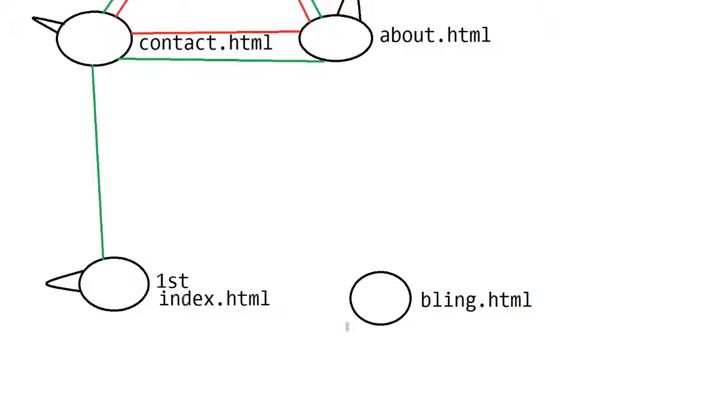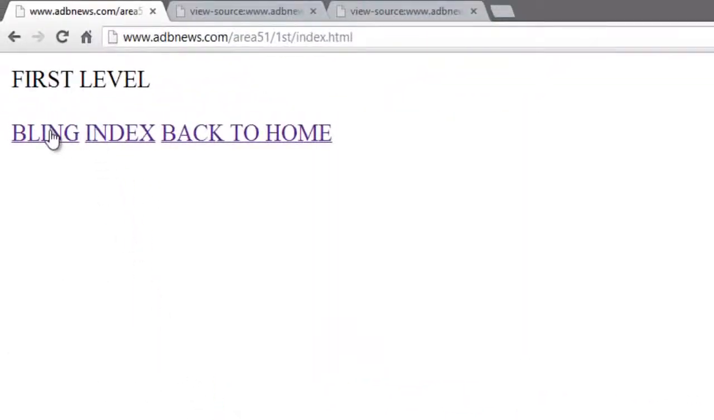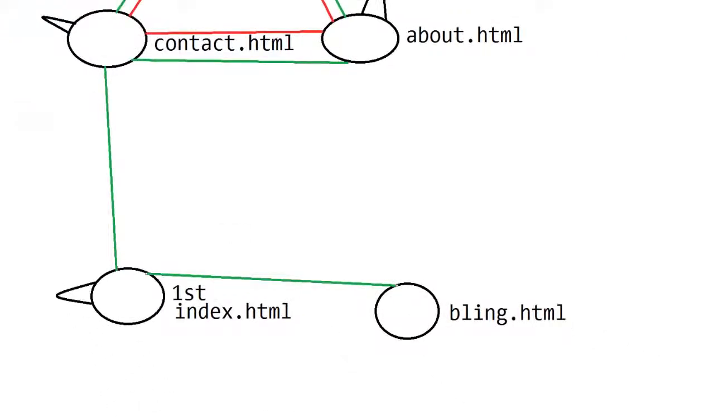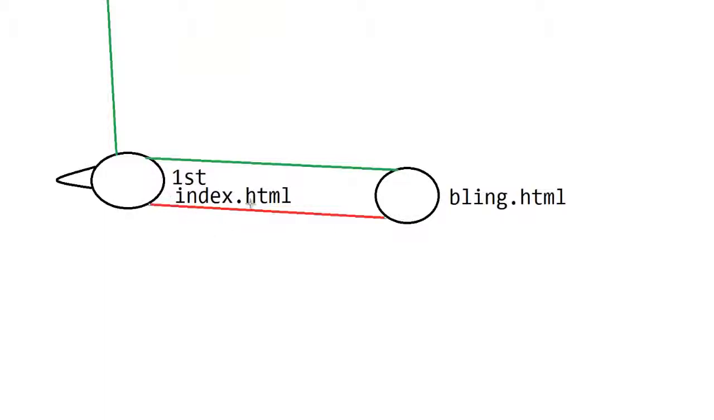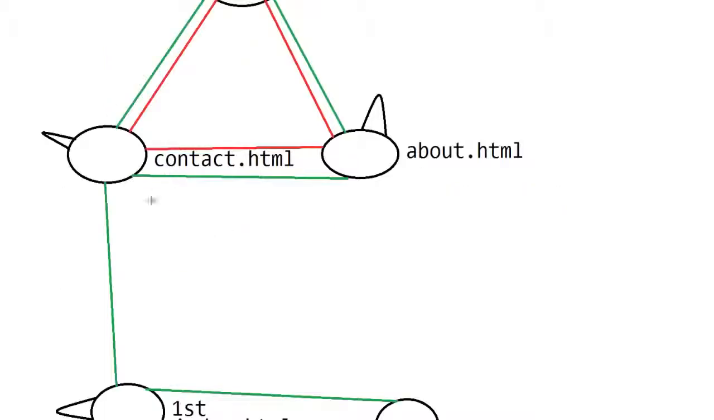And we can go from index to Bling. So I'll make a green line from there to there. And from bling.html, we can go back to index. So I'll add a red line that goes back. And then from index.html, we have the option to go back to home.